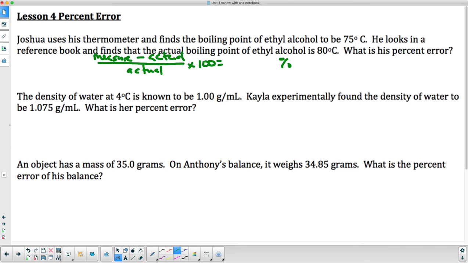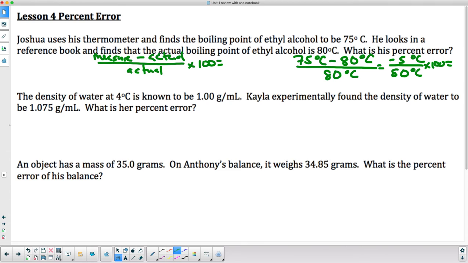Joshua uses his thermometer and finds the boiling point of ethyl alcohol to be 75. Okay, so let's do that over here. 75 is his measured amount. He looks in the reference book and finds that the actual boiling point is 80 degrees Celsius. And then we're going to divide by 80 degrees after I subtract. So when I subtract, I get a negative 5 degrees Celsius divided by 80 degrees Celsius. I'm going to multiply whatever that is by 100. Okay?